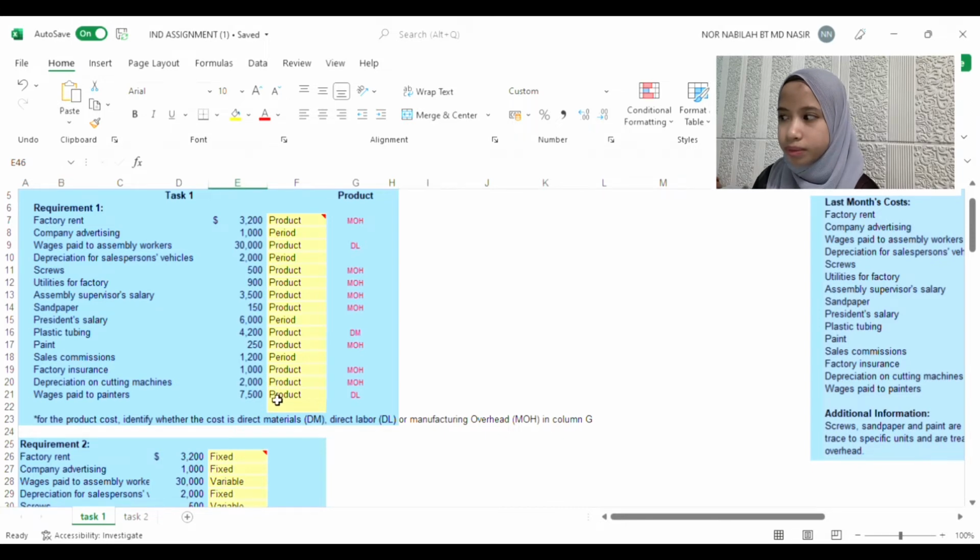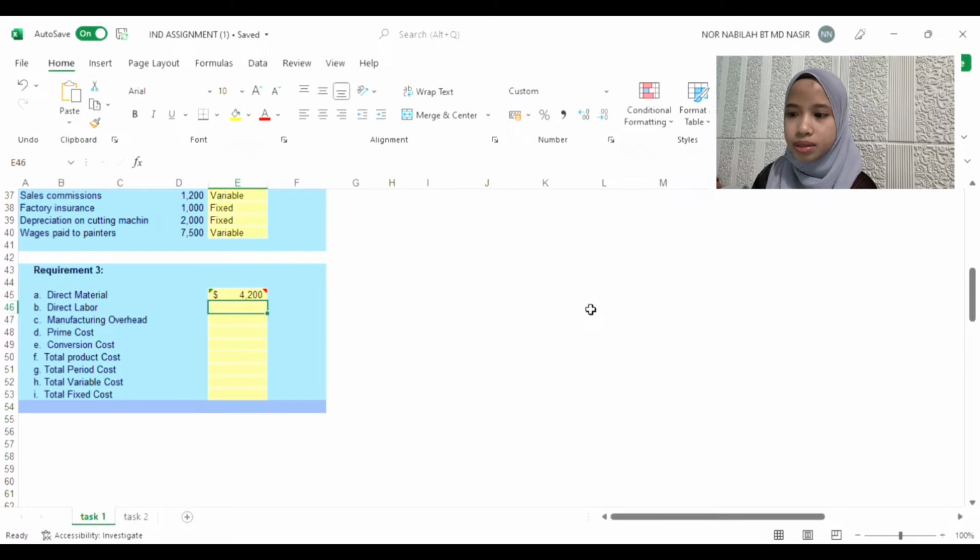Direct labor: wages paid to assembly workers and wages paid to painters, and then we add the two amounts.